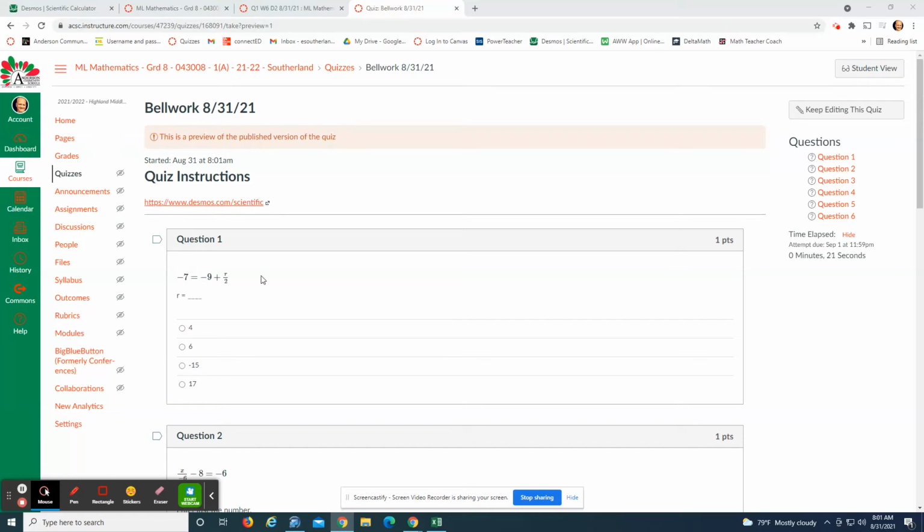If you look at this problem here, it says -7 is equal to -9 plus r divided by 2. And yesterday we learned that we could use the inverse of addition, inverse of subtraction, inverse of multiplication, inverse of division to solve these. So my ultimate goal is to get the r by itself.